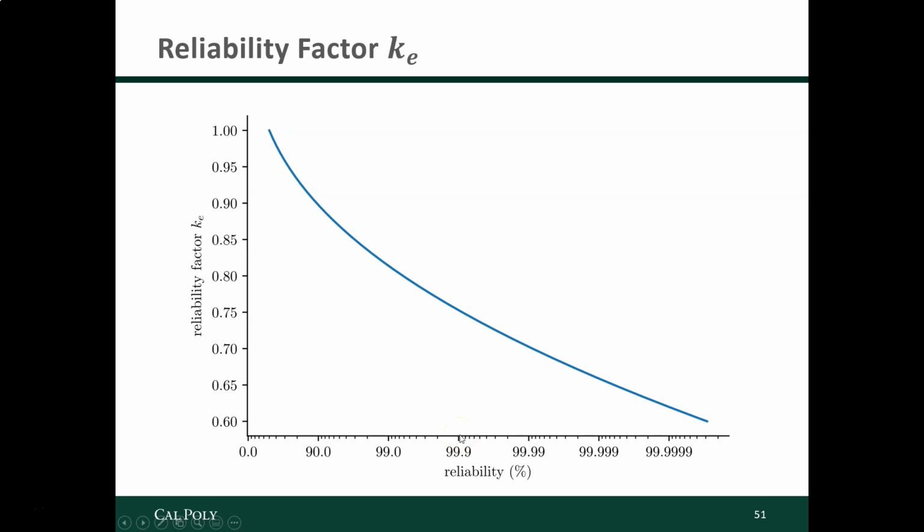If, on the other hand, you need a 99.9% reliability for your parts, you're going to have to knock down the endurance limit that you have by a factor of about 0.75. So these factors are listed in table 6-5. I produced this curve as a handy reference, but if you need more precise values for standard levels of reliability, then you can look at the table.